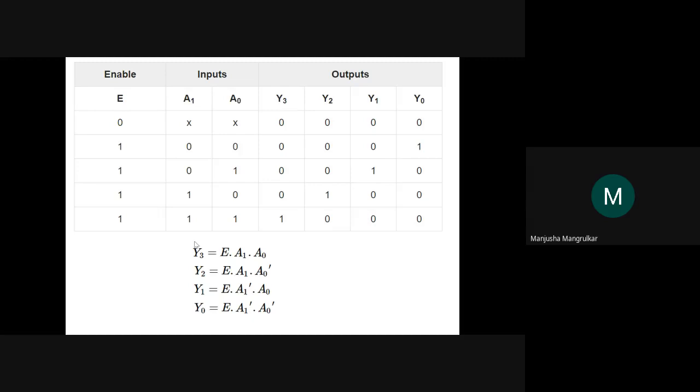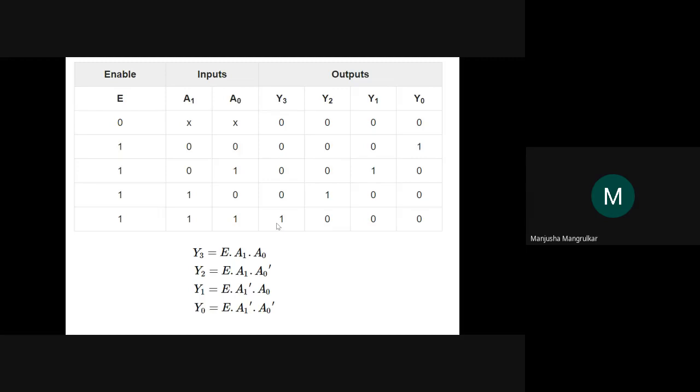But the second condition: if enable is 1, then it will give the output according to the condition of A0 and A1. Suppose your enable is 1, your inputs are 0 0. 0 0 means Y0 will activate. 0 1 means Y1 will activate. 1 0 means Y2 will activate. And 1 1 means Y3 will activate.